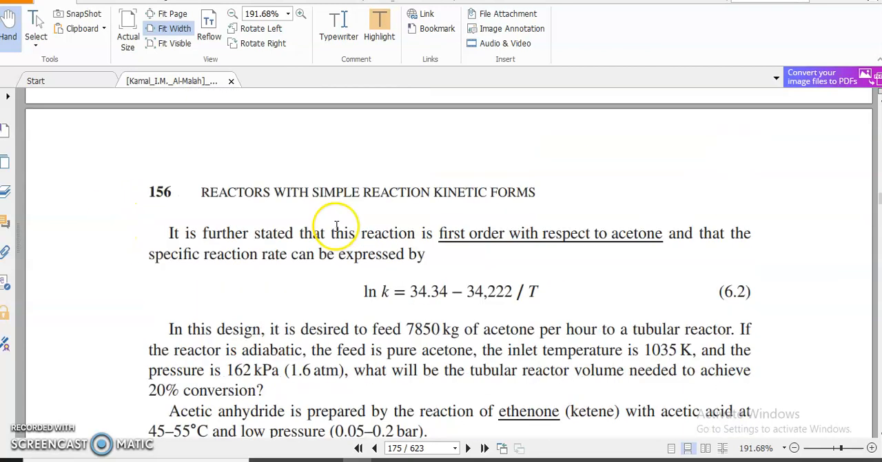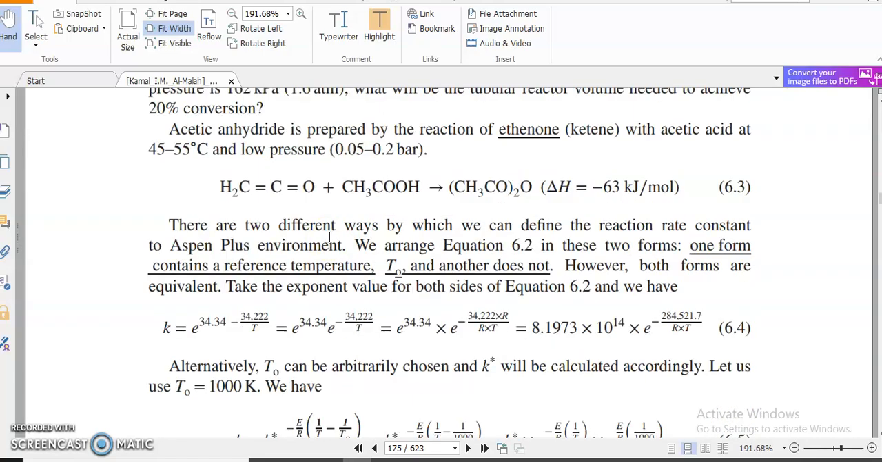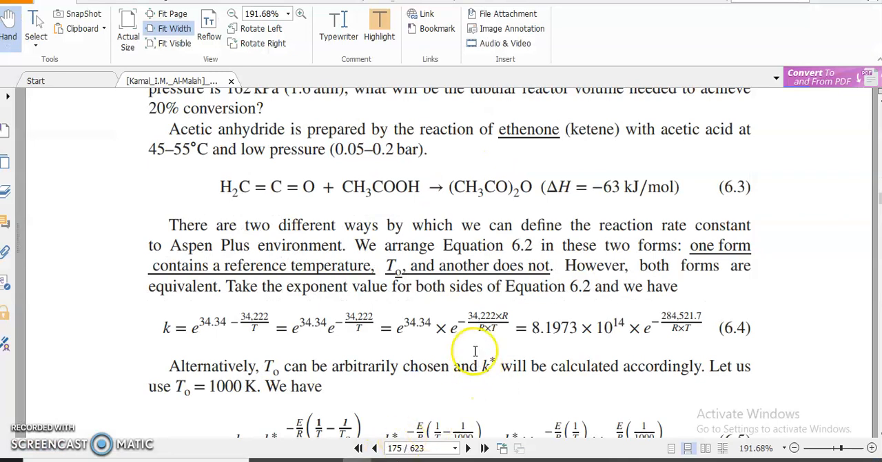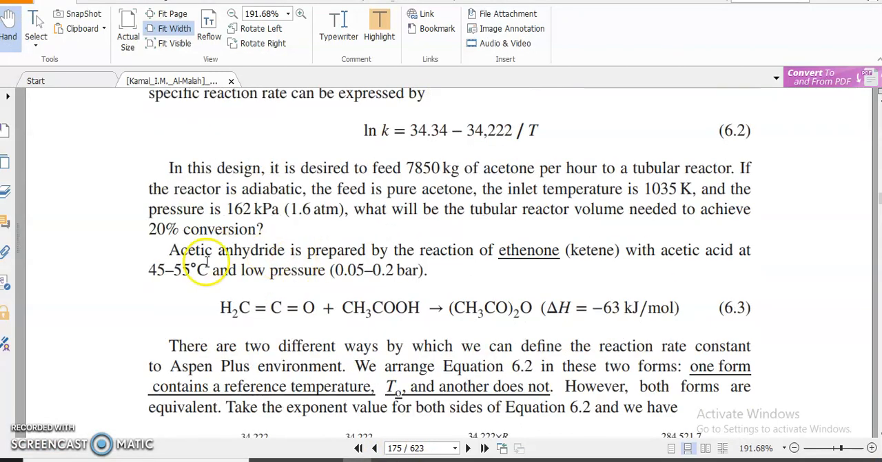And what would be the tubular reactor volume needed to achieve 20% conversion? That means the first reaction, the conversion of this acetone into these two products. It also says that acetic anhydride is prepared by the reaction of ketene with acetic acid, at a temperature of 45 to 55 degrees Celsius and low pressure, that means 0.05 to 0.2 bar.